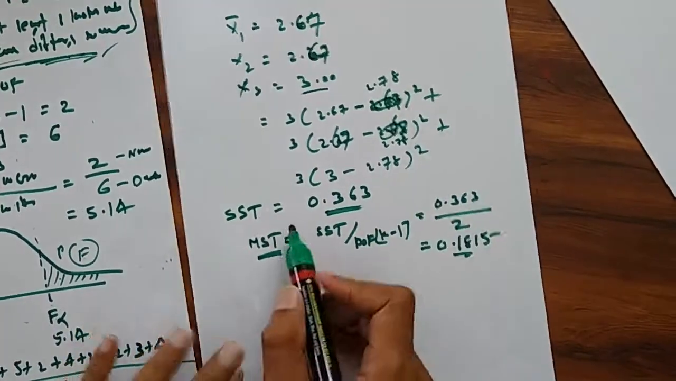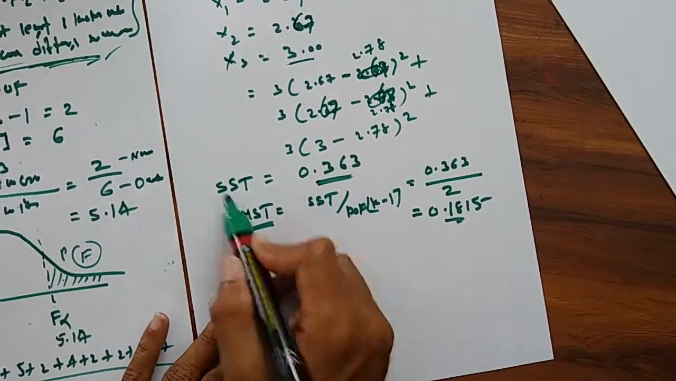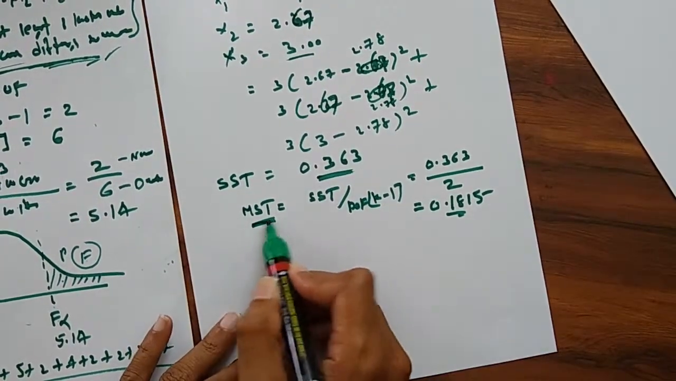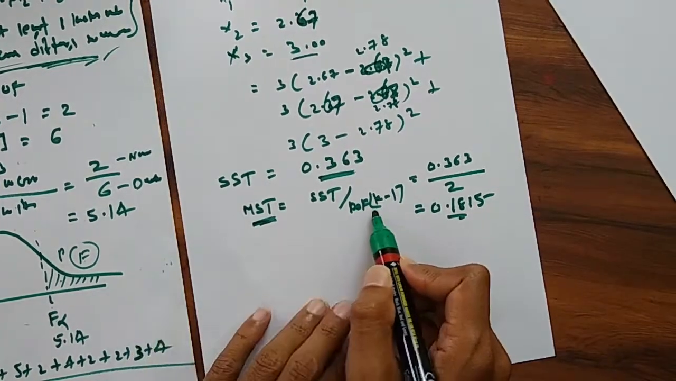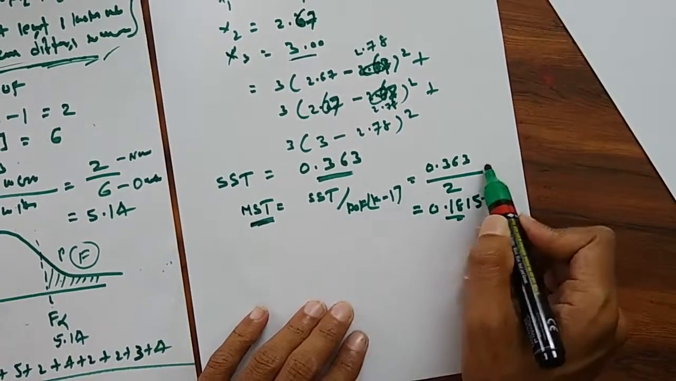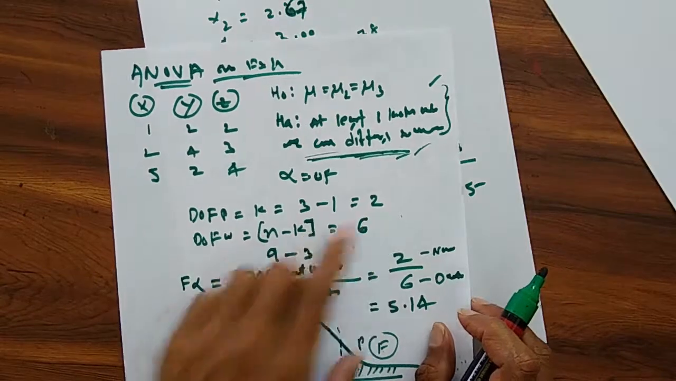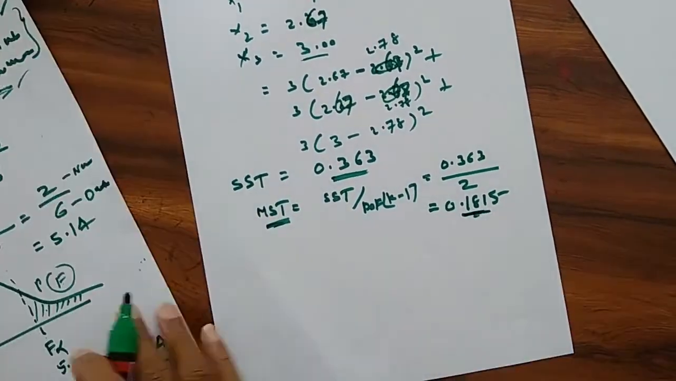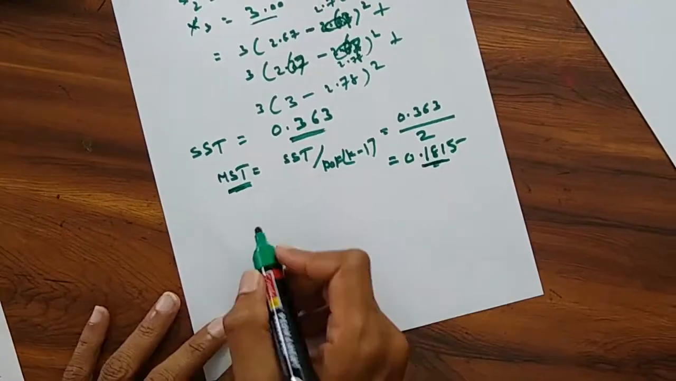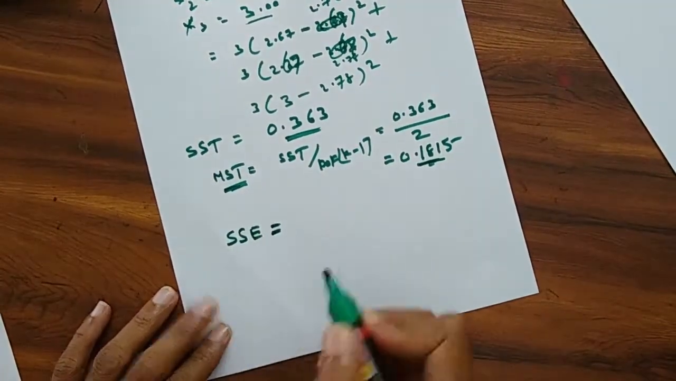If you calculate this, we will get 0.363, and once you know SST, we will know MST by dividing SST by the degree of freedom, that is k minus 1. So 0.363 divided by 2, which we already know is our degree of freedom between groups, so we get 0.1815. Now we need to calculate SSE.